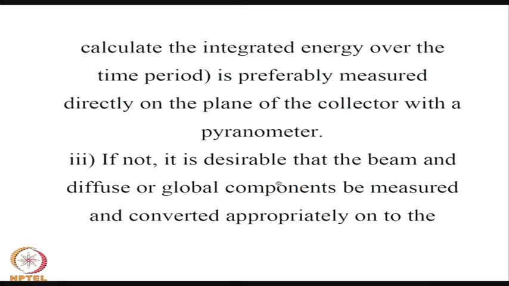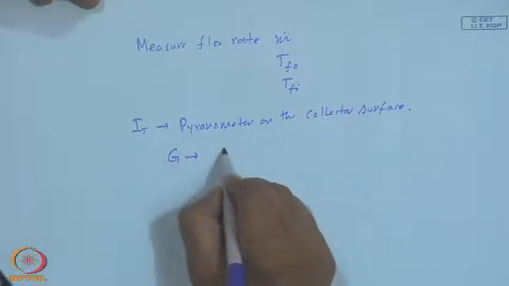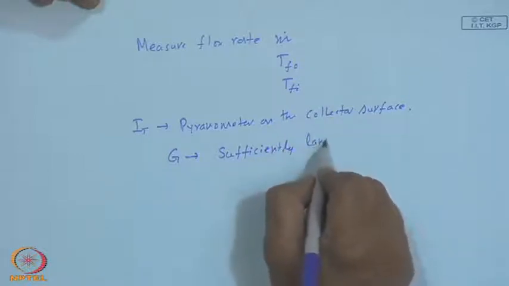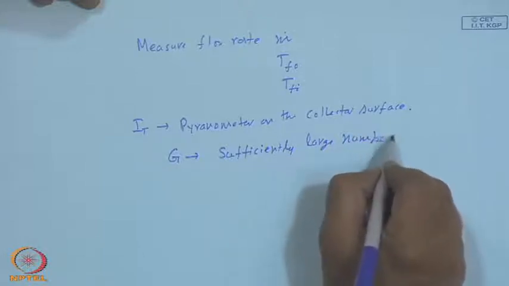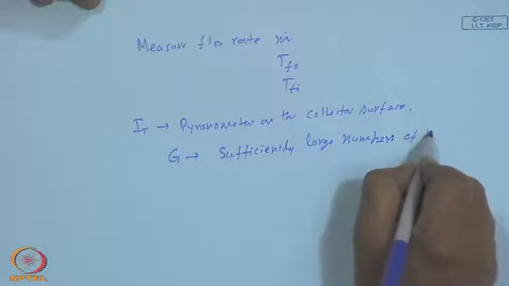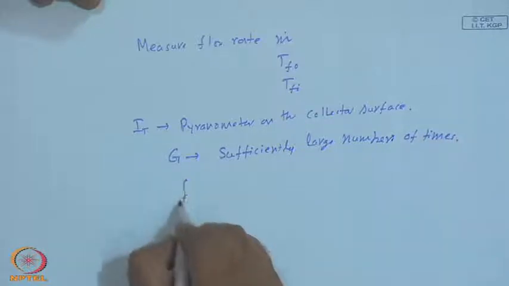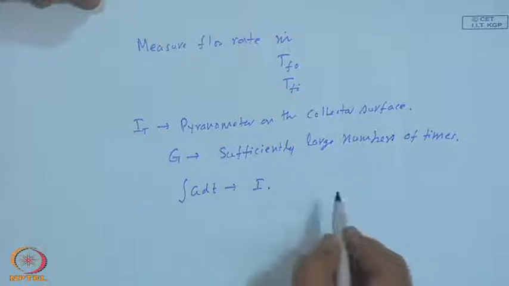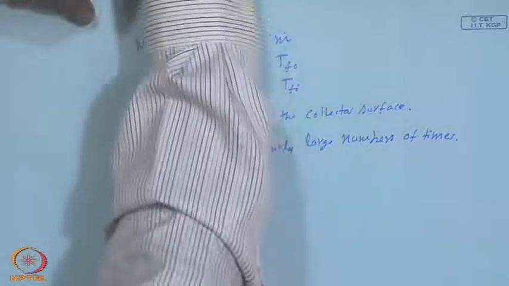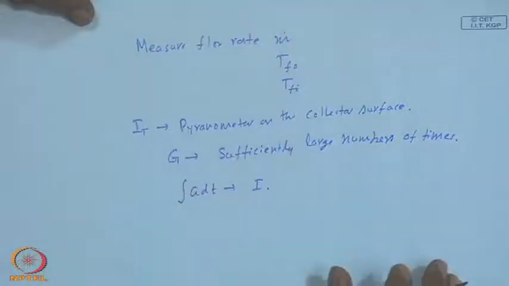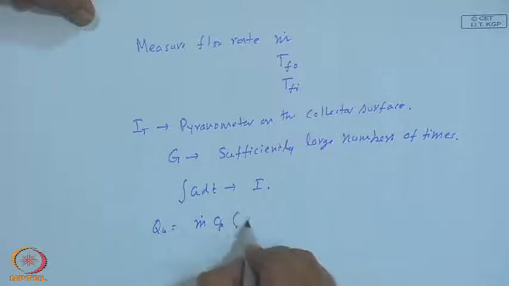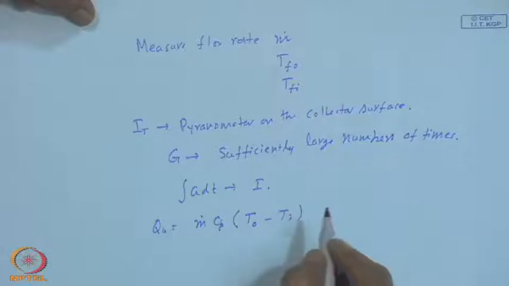Or if you measure G, then measure it a sufficiently large number of times so that you have a meaningful integral G dt equal to I. And if you convert this into IT, there will be certain uncertainties. So, Qu is already known in terms of the mass flow rate times the outlet temperature minus the inlet temperature.